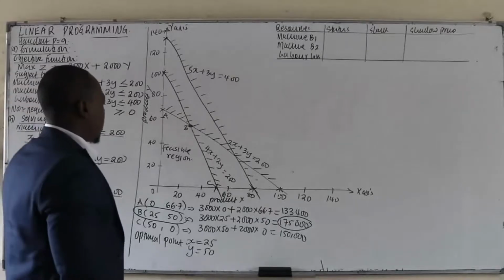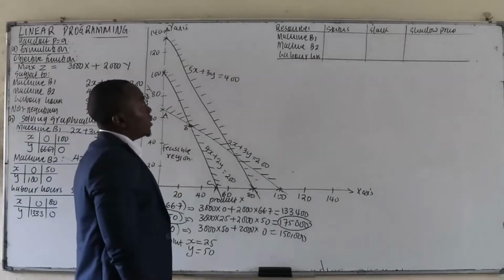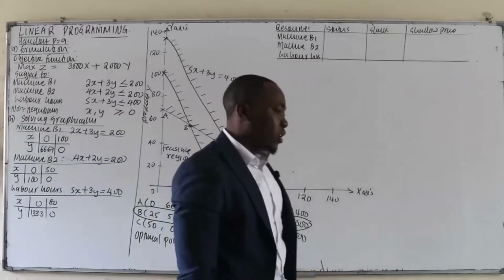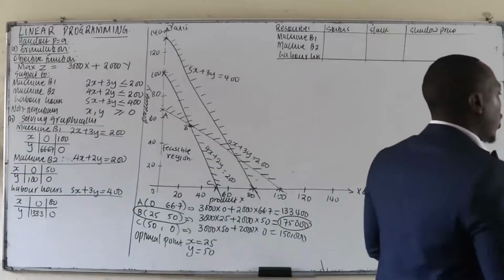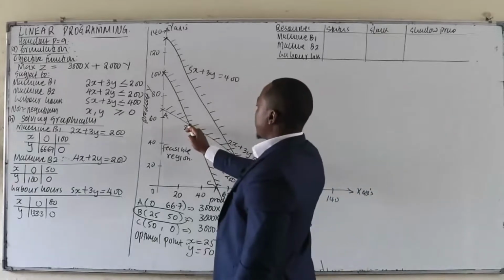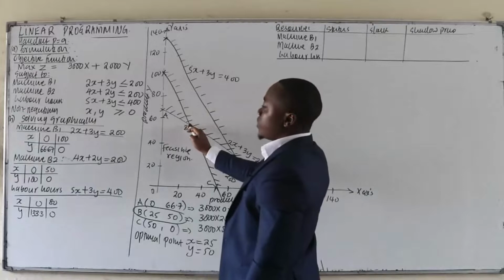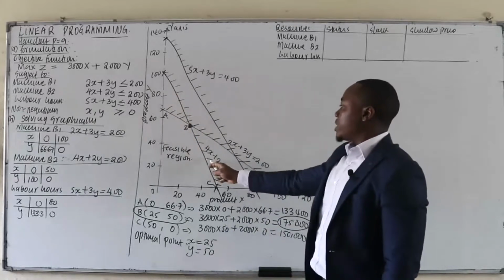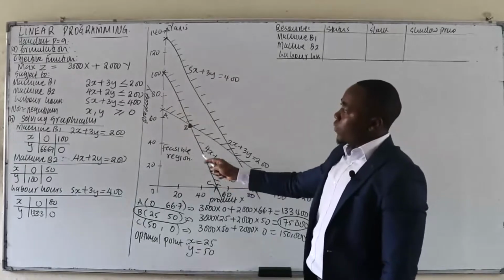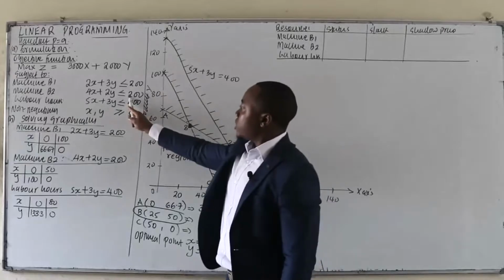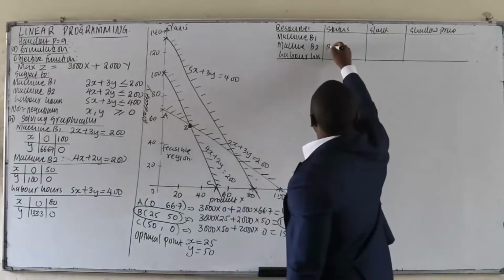Yeah. So we are saying that binding resources are resources which are fully utilized and they make the optimal corner. This is why you have the optimal corner. Now, the resources that make this optimal corner are known as the binding resources. So number one, you had 4x plus 2y. That was machine B2. Machine B2, that means the binding resource.